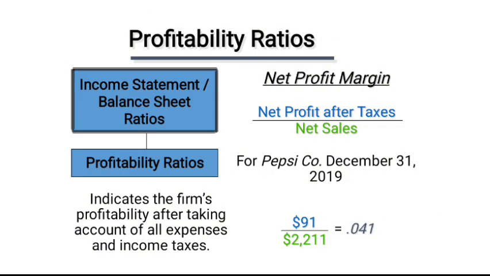Going ahead, net profit margin. Why do we find net profit margin? It indicates the firm's profitability after taking account of all expenses and income taxes. All expenses and income taxes are deducted from the company's earnings. So we only need the income statement here. Net profit margin equals net profit after taxes from the income statement divided by net sales. For Pepsi Cola, December 31st, 2019, our net profit after tax was $191 and our net sales were $2211. So 0.041 was our net profit margin.